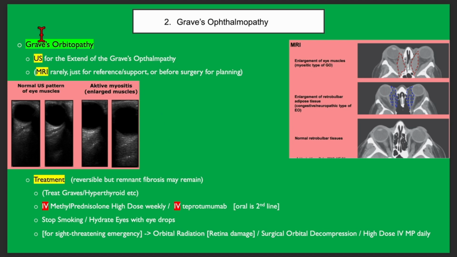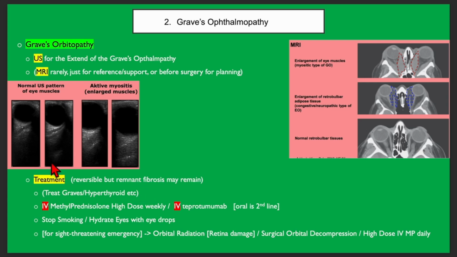And then the ultrasound, so this is the MRI that we don't use. Maybe before surgery you can use MRI, but ultrasound is this one over here. So you can do an ultrasound of the eye and see the muscles and the orbitopathy behind it. Treatment, if you treat it, it's reversible, but you can have some remnants of fibrosis there. Of course, you treat the Graves and hyperthyroidism, etc.